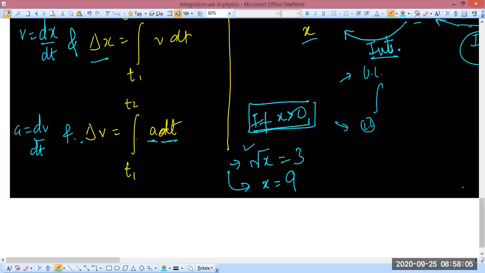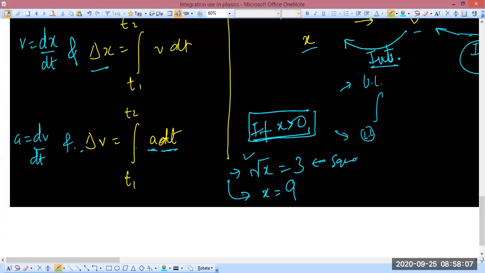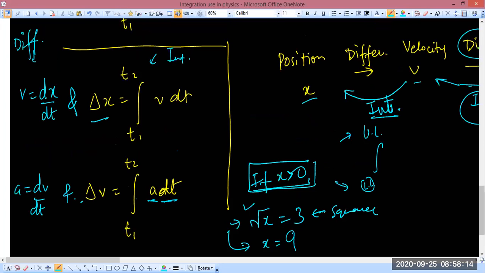So this you are writing in form of square root, and this you are not writing with a square root, but both mean the same thing. Both of these mean the same thing. All right, so that's it.